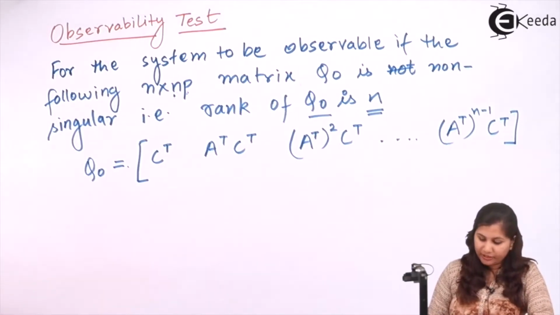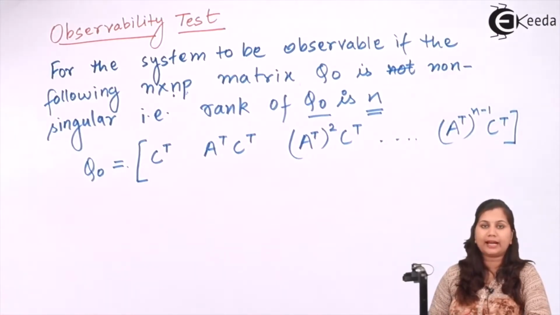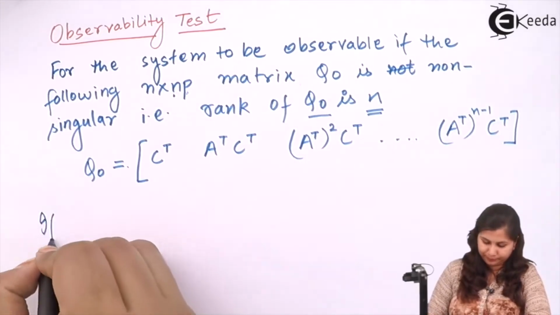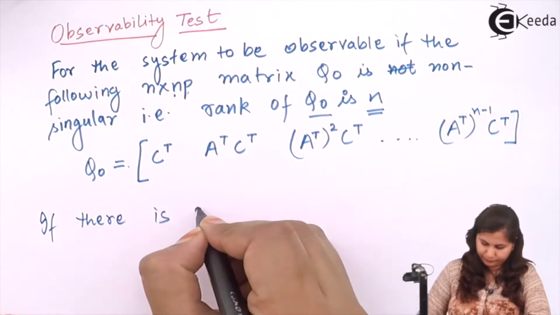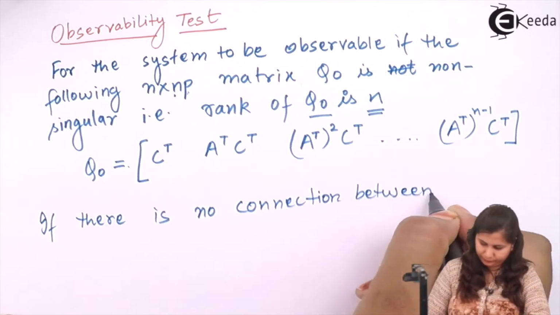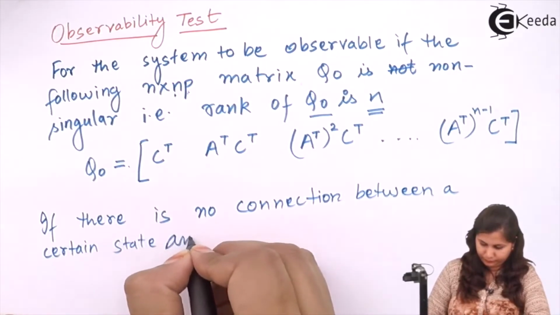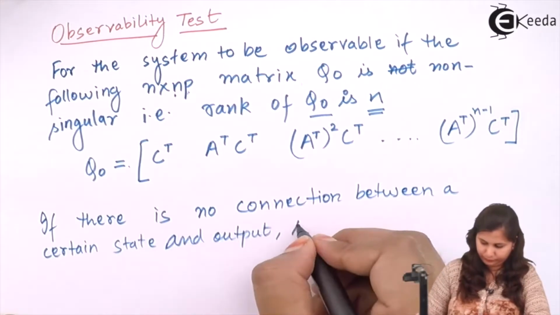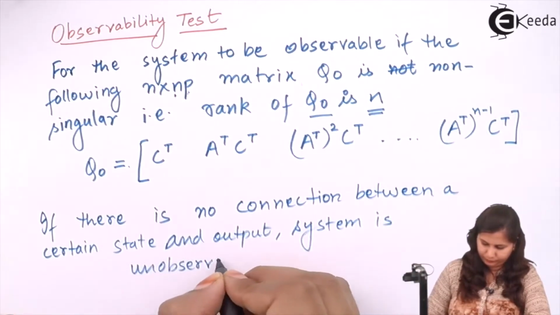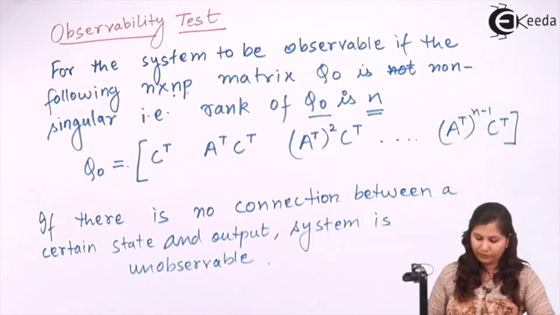Okay. Now if there is no connection between a certain state and the output, then that system is said to be non-observable. System is said to be unobservable.